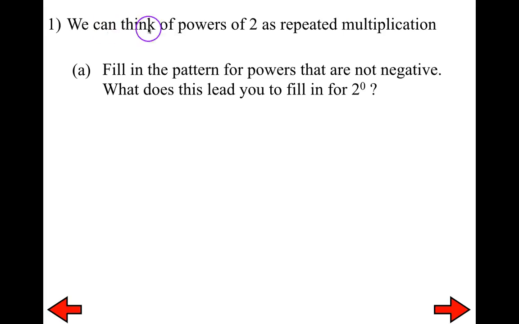Okay, so let's go ahead and read the first problem. It says, we can think of powers of 2 as repeated multiplication. Fill in the pattern of powers that are not negative. What does this lead you to fill out for 2 to the 0? Okay, so let's start with a list.